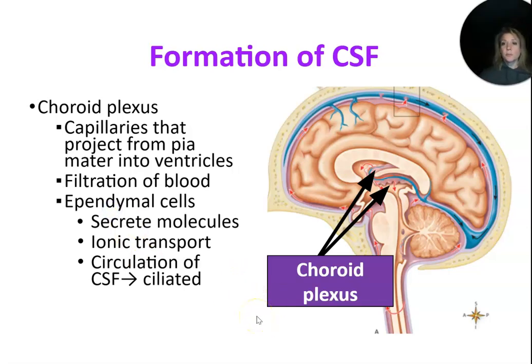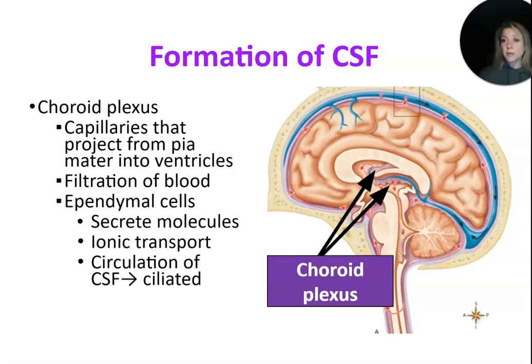Within each of the ventricles, we have knots of capillaries that are called the choroid plexus. The choroid plexus, along with ependymal cells that are found there, are responsible for secreting and synthesizing the cerebrospinal fluid. Basically, it's a filtrate of the blood. The ependymal cells secrete molecules into the cerebrospinal fluid, and they're also responsible for ionic transport in and out of the cerebrospinal fluid so that there's not too much sodium or too much potassium, etc.